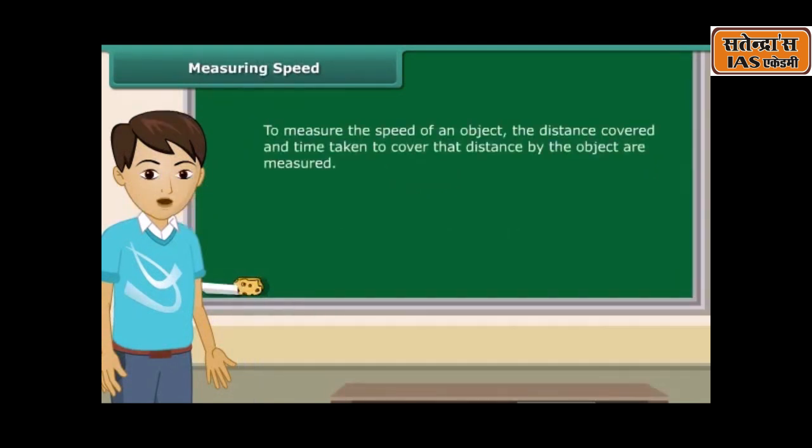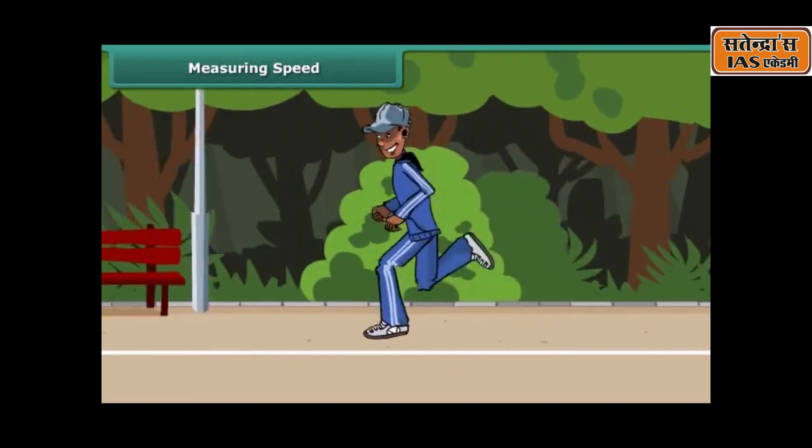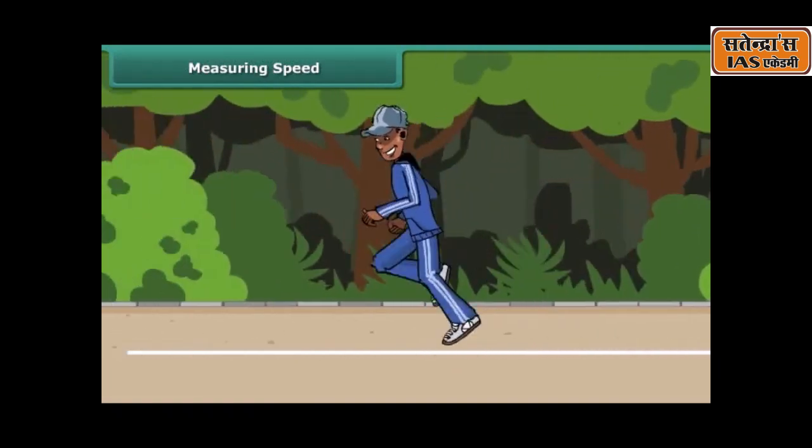To measure the speed of an object, we measure the distance covered and time taken to cover that distance by the object. After that, we apply the formula of speed. Let us learn to measure speed with this simple exercise.